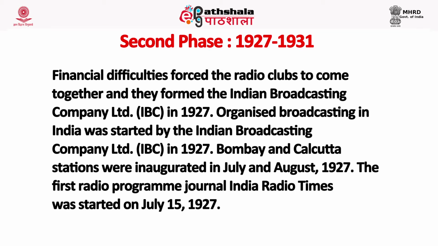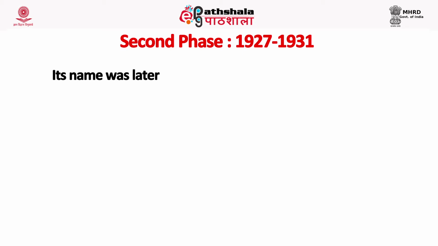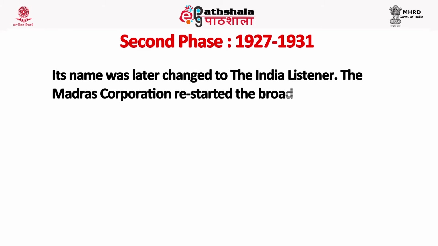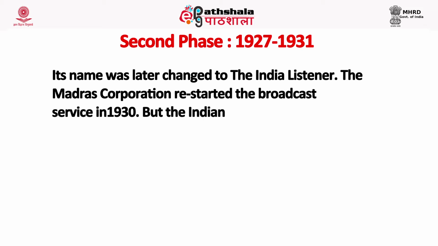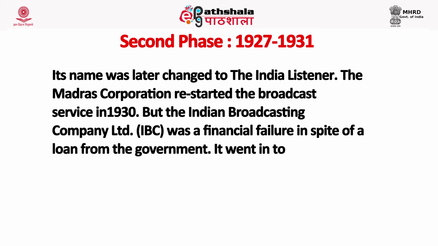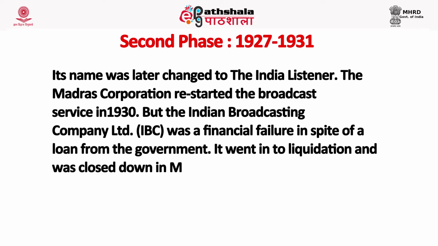The first radio program journal, India Radio Times, was started on July 15, 1927. Its name was later changed to the India Listeners. The Madras Corporation restarted the broadcast service in 1930. But the Indian Broadcasting Company Limited was a financial failure in spite of a loan from the government. It went into liquidation and was closed down in March 1930.